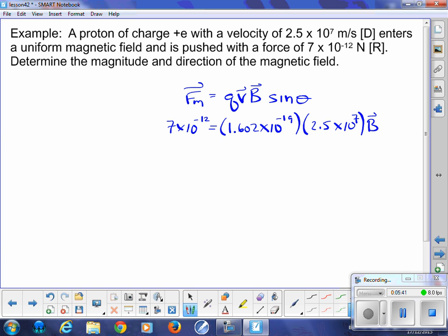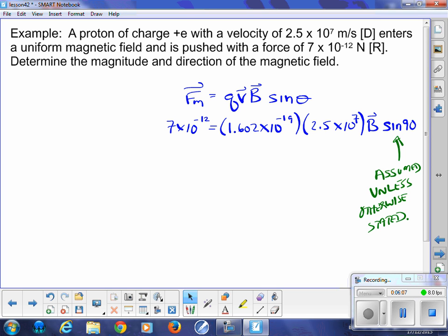So I did it similar to how the textbook questions ask it. If it doesn't state an angle, you assume it's perpendicular. Okay. So I'm just going to put a note here: assumed unless otherwise stated. Just the way the textbook is, so I'm just trying to align with that. So if it doesn't give you an angle, you assume that it's at 90 degrees.